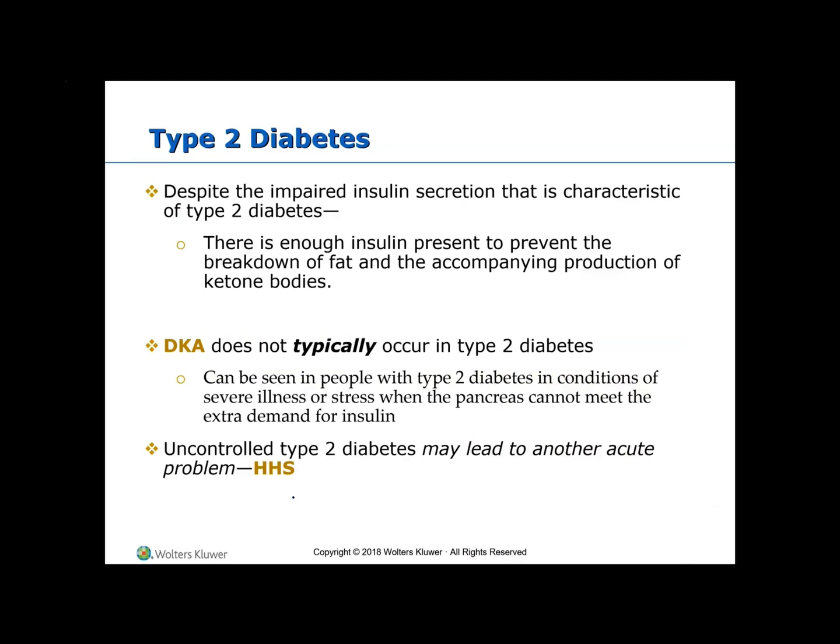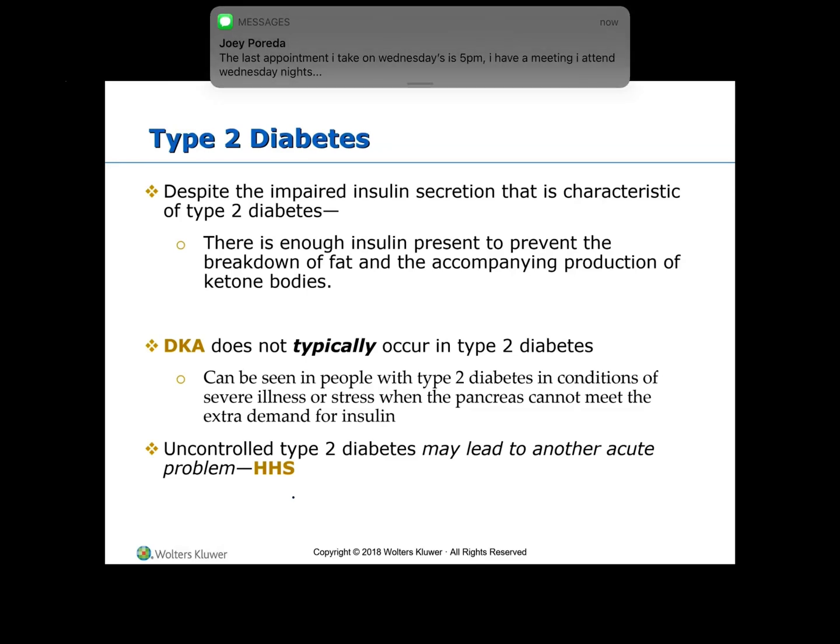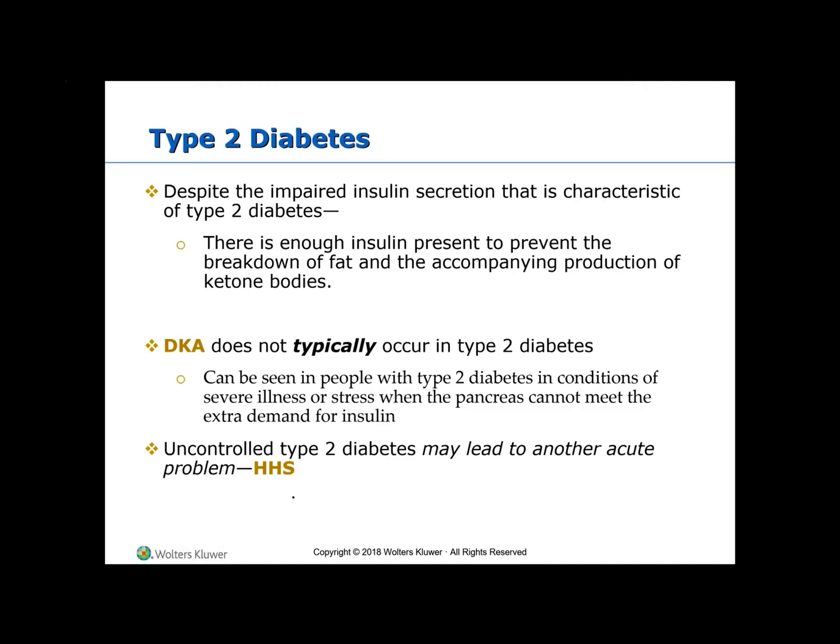Despite the impaired insulin secretion that is characteristic of type 2 diabetes, there is enough insulin to prevent the breakdown of fat and accompanying production of ketone bodies. We'll talk about this with DKA. Basically, although type 2 diabetics are not able to utilize all the insulin they need, they're able to use some of it, which is usually enough to keep them out of ketoacidosis. So DKA does not typically occur in type 2 diabetics.